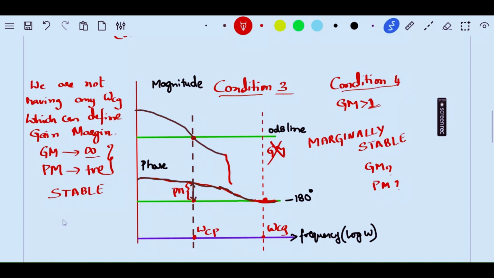So this is the initial knowledge of Bode's plot that you need to keep in mind before learning Bode's plot and commenting on stability. You have to keep this knowledge first. This initial knowledge is very, very important for you to work on Bode's plot.